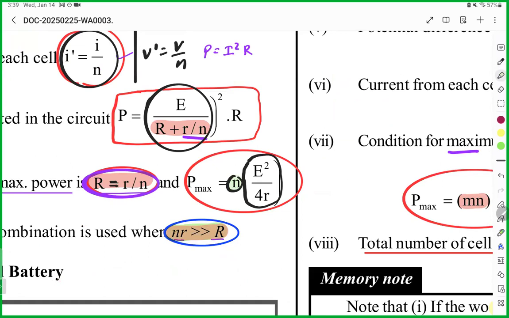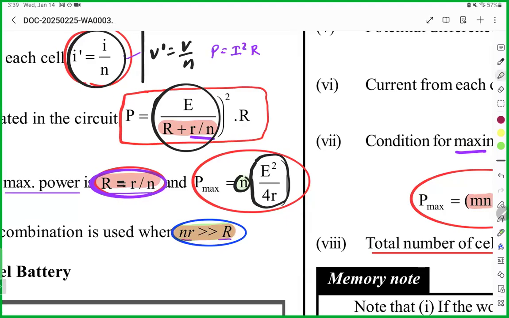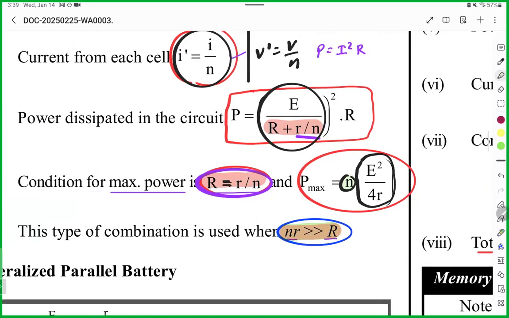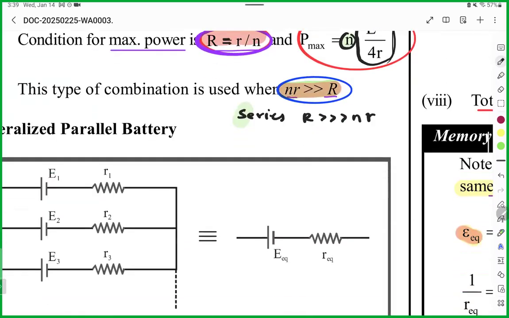Any doubt, guys? No. So sir, in this case, if you want to get this type of combination, your external resistance should be minimum. In series, if you remember, your external resistance should be greater than internal resistance. Here, your internal should be greater than external. Got it?